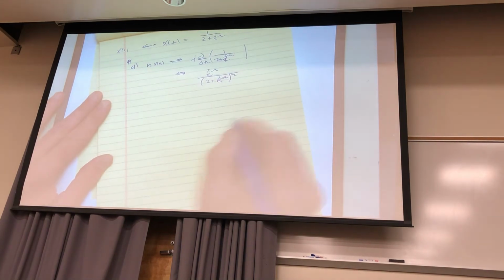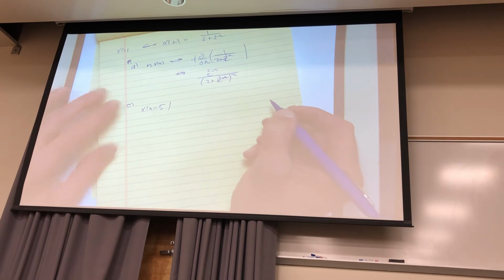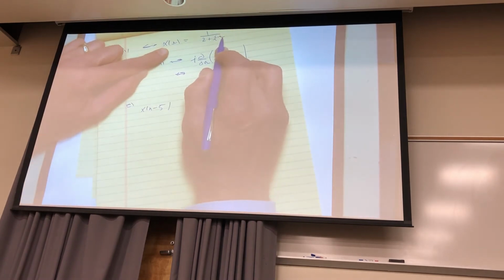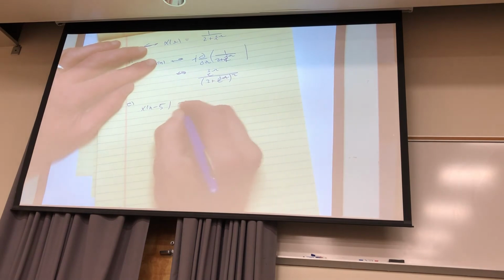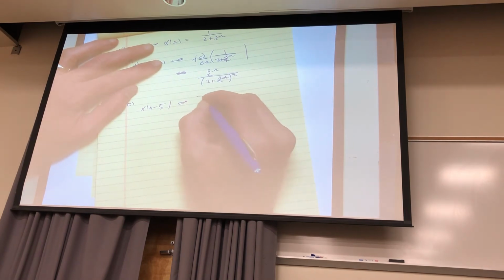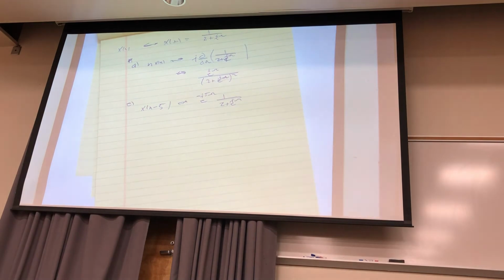And then part E was x of n minus 5. Well, if that is x of omega, then x of n minus 5 simply brings out the phase of e to the minus j 5 omega times 1 over 2 plus e to the j omega. Do you all agree with that, class? Follow me on this? This is a simple phase. A time delay, right, a step delay turns into a phase shift. How many see this right here?